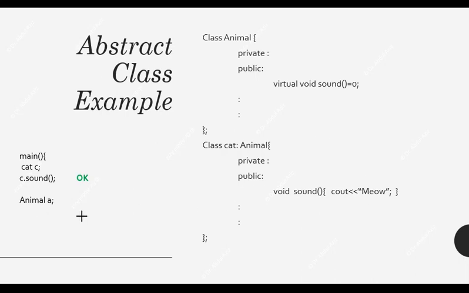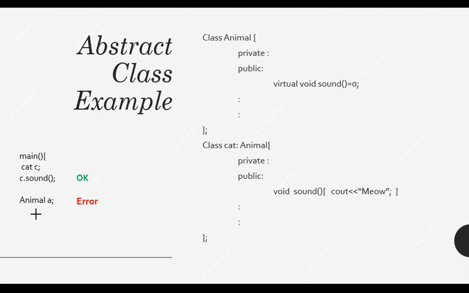But what if I create an object of type animal? You can see that it's an error. Why is it an error? Because animal is an abstract class. You can compile this code and you will see that the compiler throws an error that animal is abstract, which means you cannot create an object of type animal because it's an abstract class.